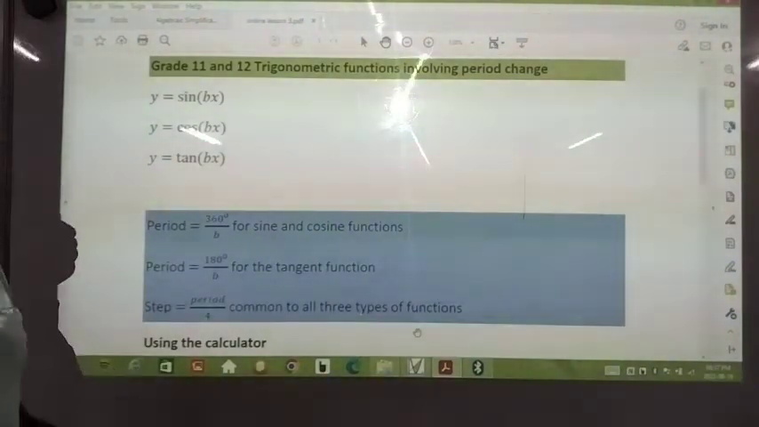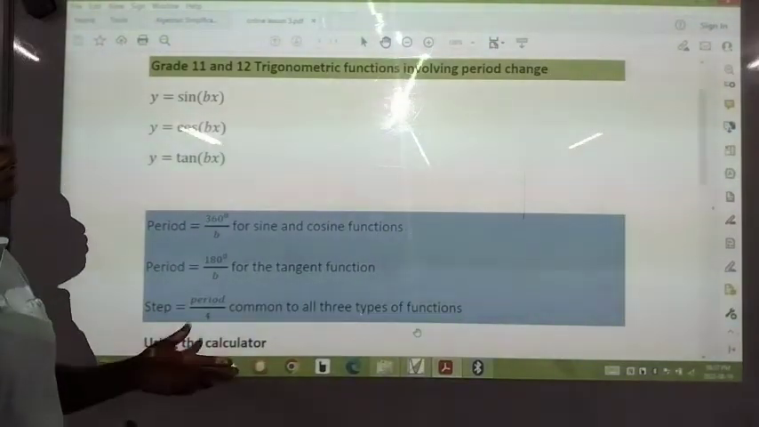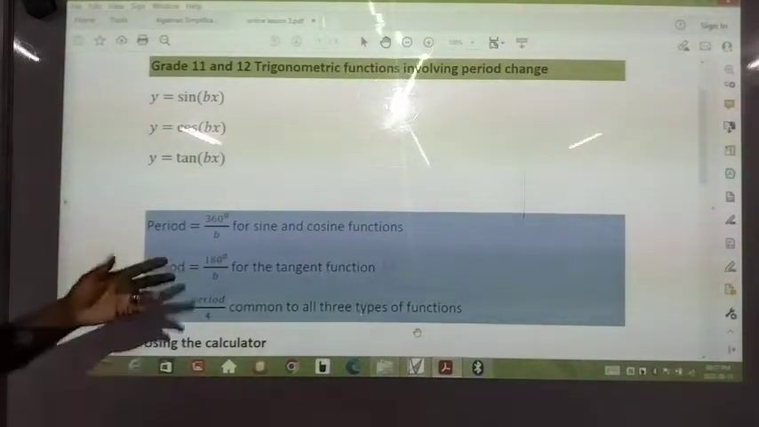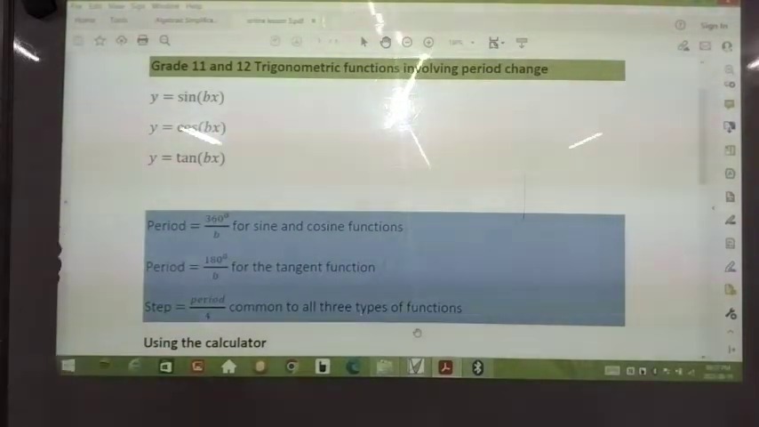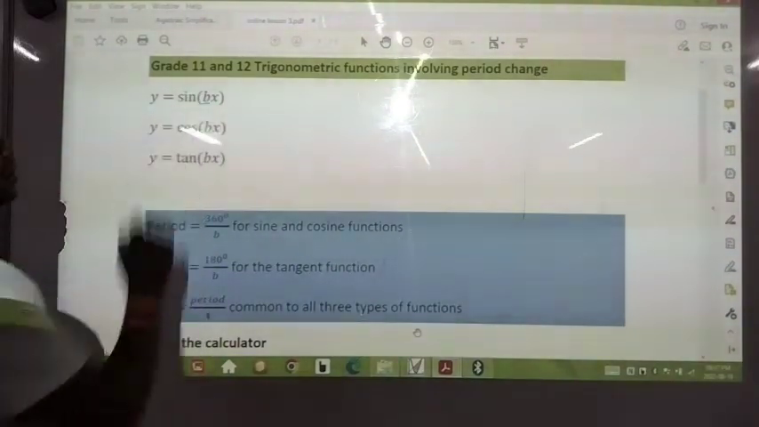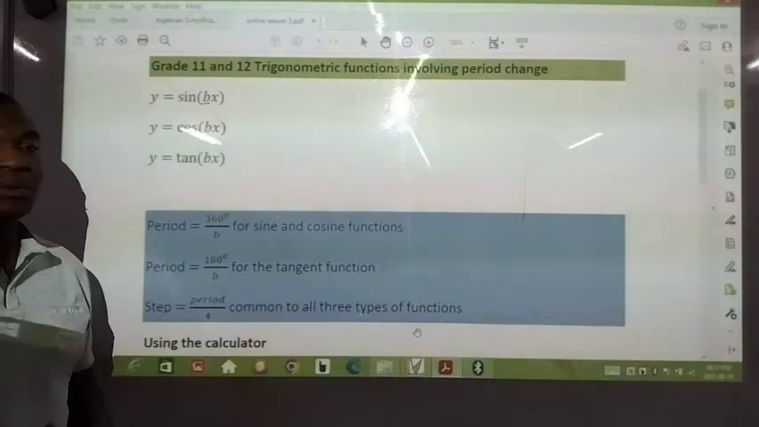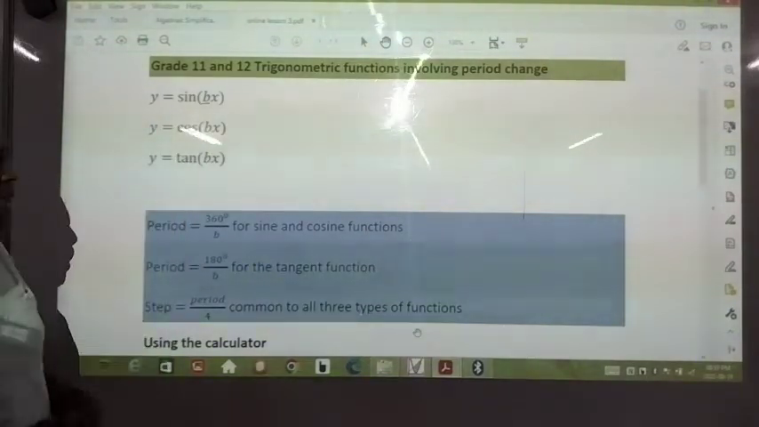Grade 11s, grade 12s, it is very critical, it's very important for you to know what to do when dealing with trigonometric functions when there is a period change. The period change is brought by the parameter b. So what do you do when there is this parameter here?